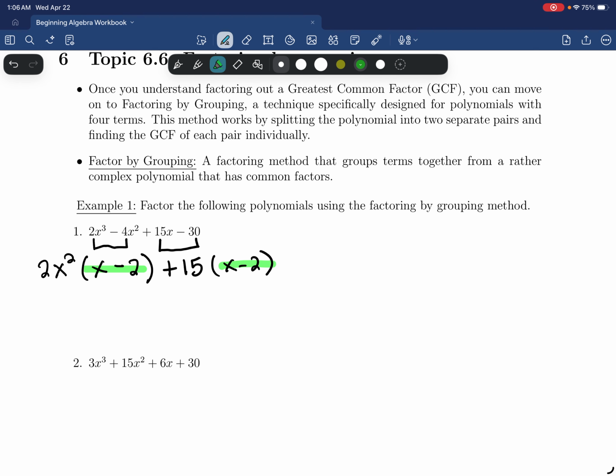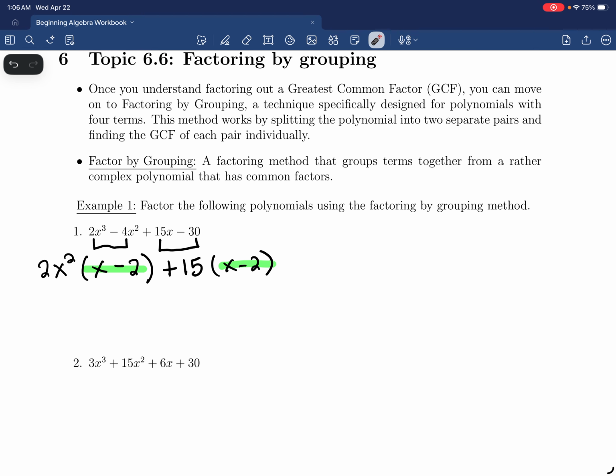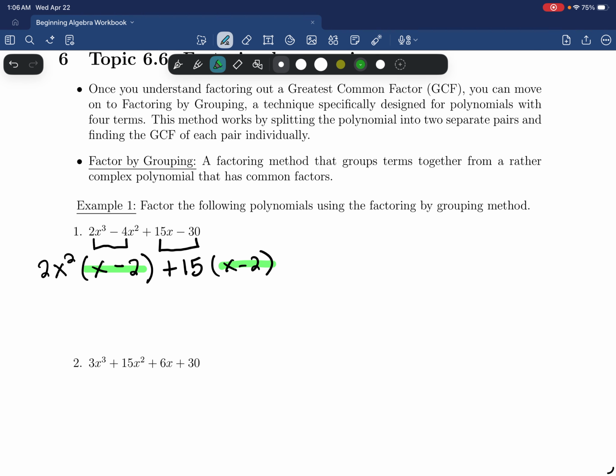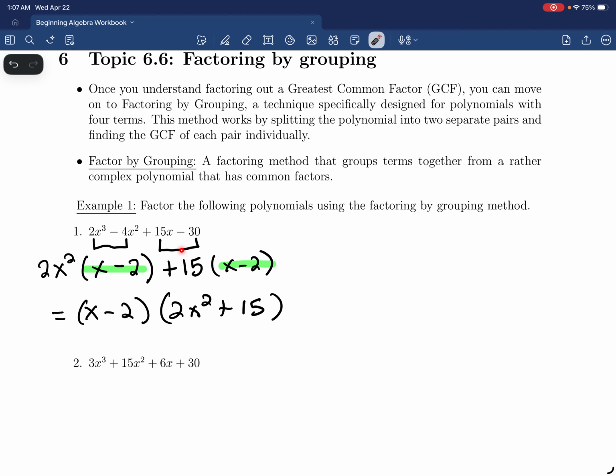And then we have one last step here. So looking at these 2 factors, notice that the x minus 2 and the x minus 2 are identical. That's a very important step. So if you are doing this method, factoring by grouping, and these two binomials don't match up, then you need to go back and check your work. And once they do match up, we can simply rewrite this here as a product. So I'm going to go ahead and write this x minus 2 over here. And then I'm going to write what's left over, this 2x squared plus this 15, as a product here.